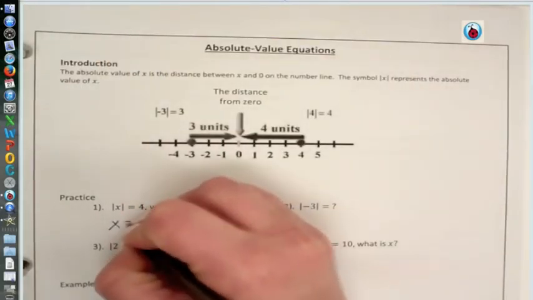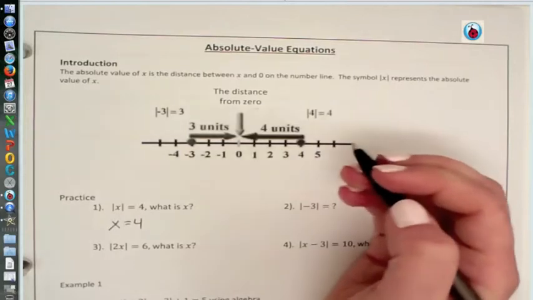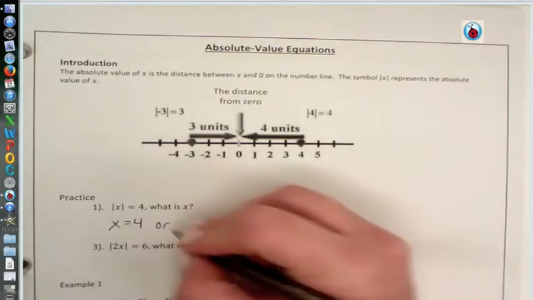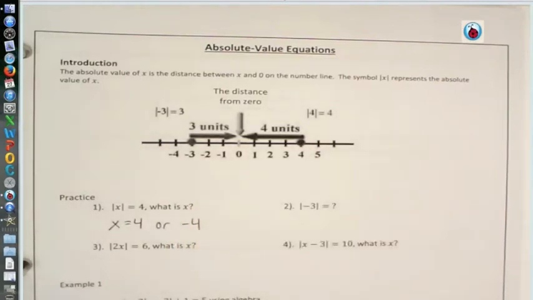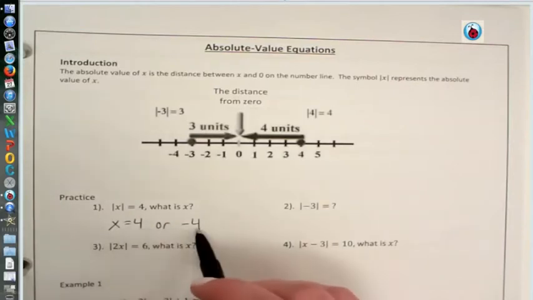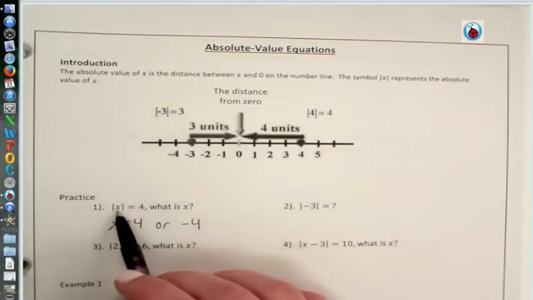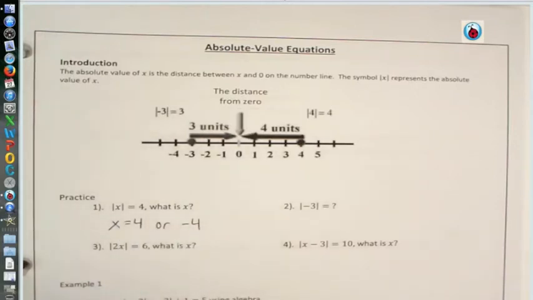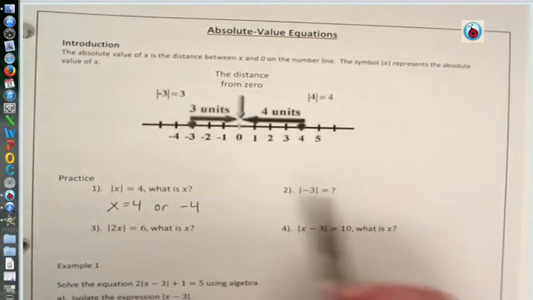Well, there's two possibilities. X could be 4, because absolute value of 4 is 4. We have that up here, in fact. X could also be -4, because the absolute value of -4 is positive 4. So we have to consider both possibilities. And this is going to come up a lot in our equations. In equations where the variable is an absolute value, we're going to end up with two different answers for most of these.